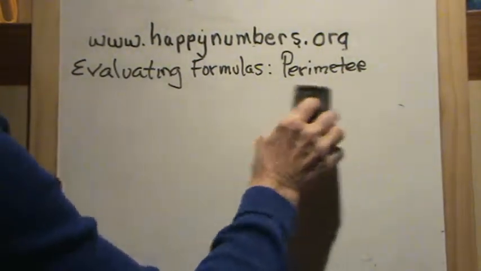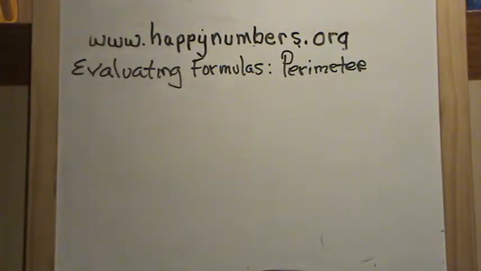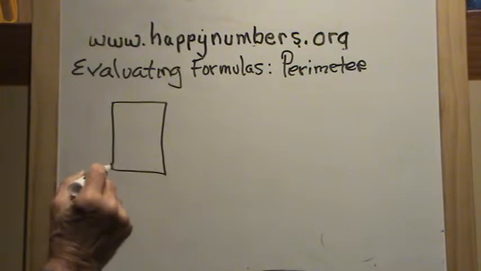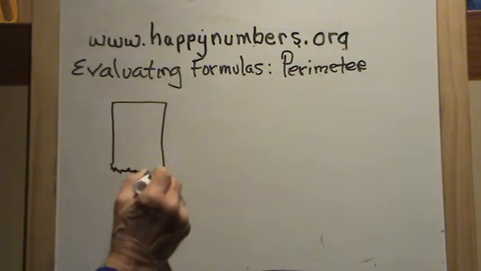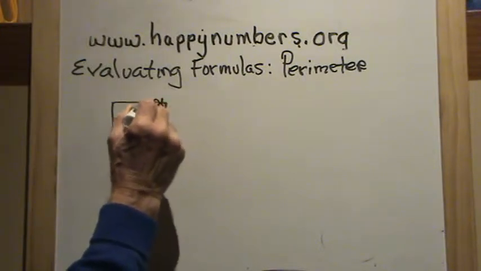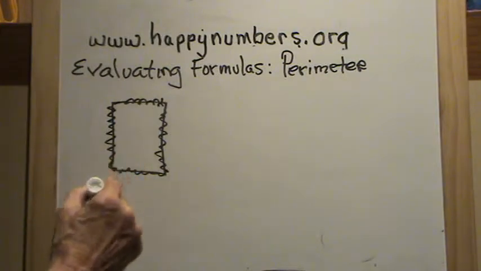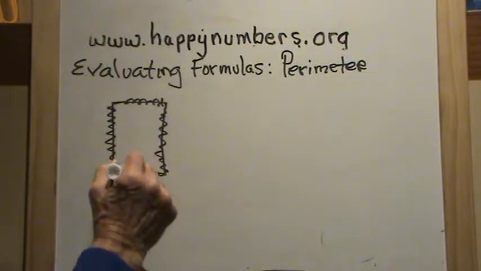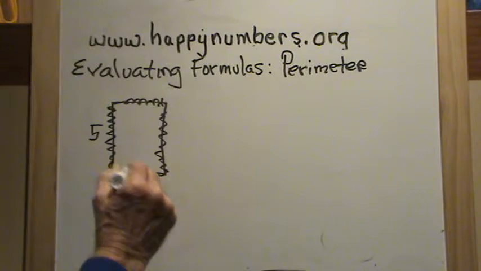I'm going to read you a problem now. We have a man, and he's built a window, and he's going to put molding around the window. So he's going to put a piece of molding here, and here, and here, and here. And he wants to go to the lumberyard, and he wants to know how much does he have to buy. And he knows that it's 5 feet tall and 4 feet wide.